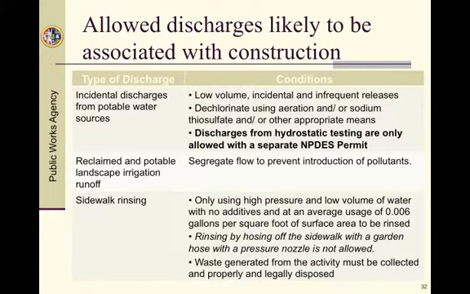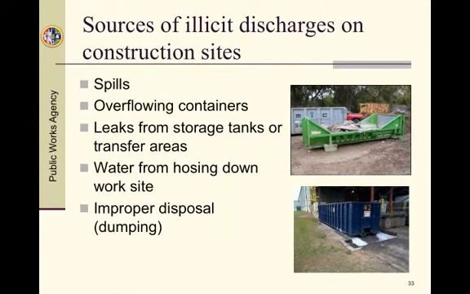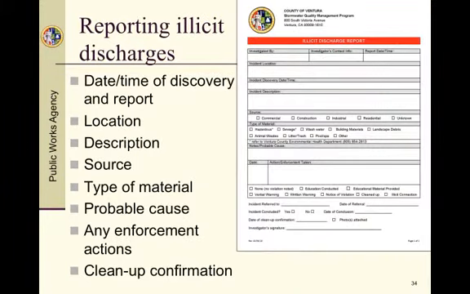Here's a list of some other ones. Incidental discharges from potable water sources, such as fire hydrants, and sidewalk rinsing if they're pressure washing sidewalks. That stuff is not allowed to leave the site unless it's meeting these specific conditions outlined in the permit. Sources of illicit discharges include spills, overflowing trash containers, leaks from storage tanks or transfer areas, water from hosing down the worksite, or improper disposal and dumping.